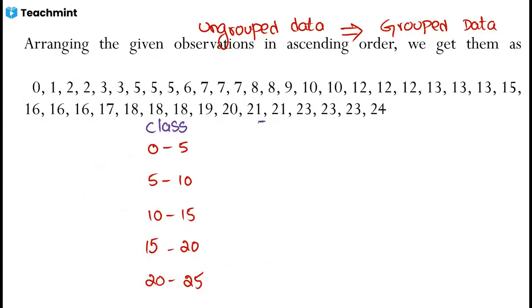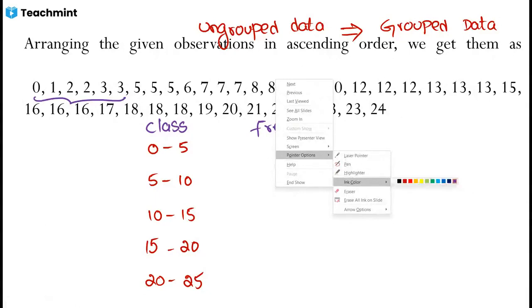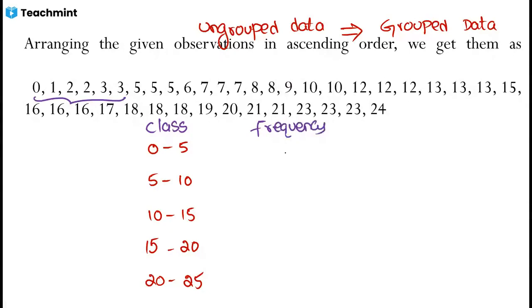Now, what is the frequency? Frequency means, from 0 to 5, how many data points are available? 0 to 4, we don't include 5 now. Here 0, 1, 2, 3, 4, up to that only. So how much data is there? We have 6 data points. So from 0 to 5, the data occurred 6 times. So here I can put 6.